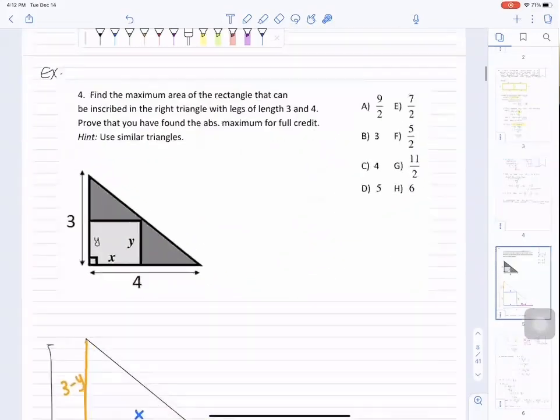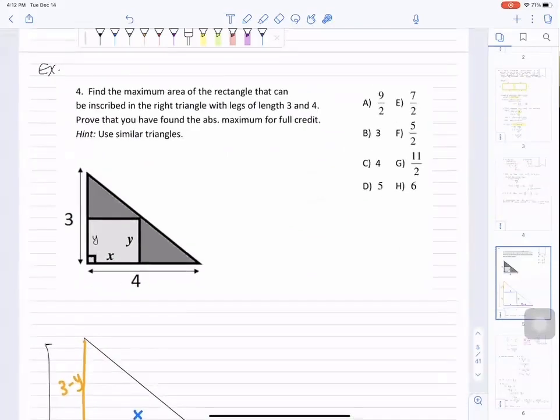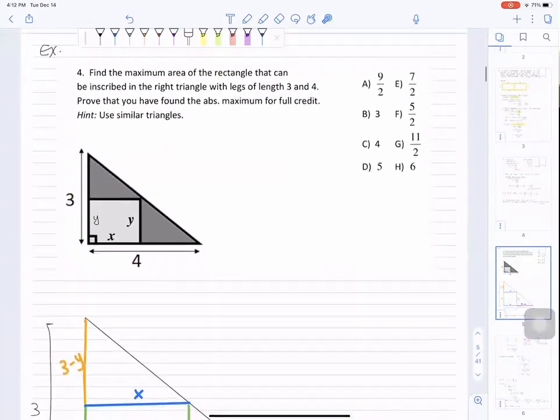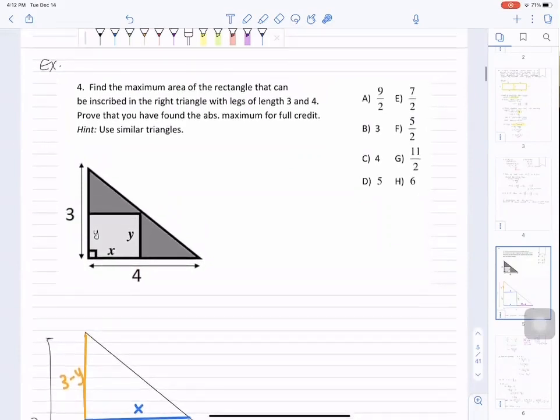Okay, next example. This one was also pretty interesting. This was from a past or practice midterm, I think, in previous years. It says, find the maximum area of the rectangle that can be inscribed in this right triangle with legs 3 and 4, and prove that it is actually the absolute maximum. So we're trying to find what area of this rectangle is the largest area that we could possibly inscribe. Like, will the rectangle be this area that will give us the most, or will it be this one that will give us the most? We don't know, so we have to find that out.